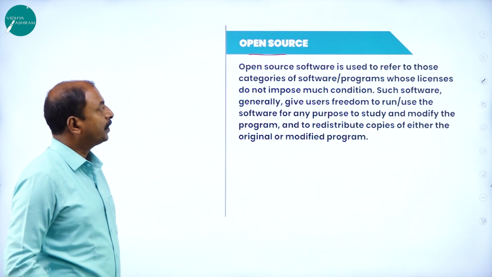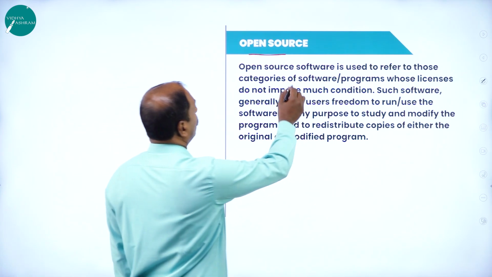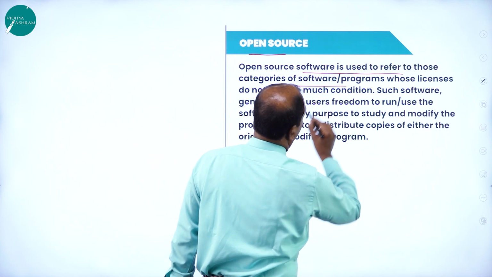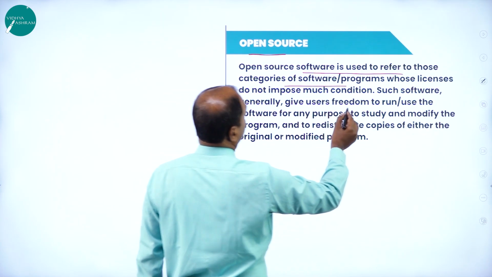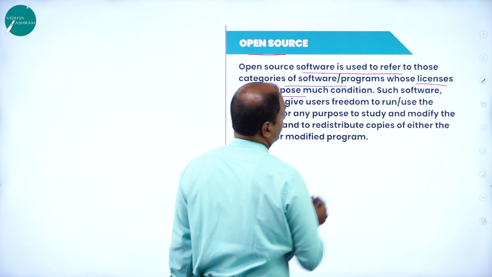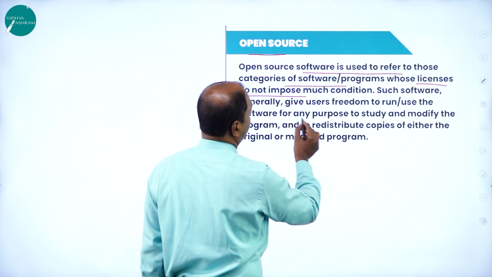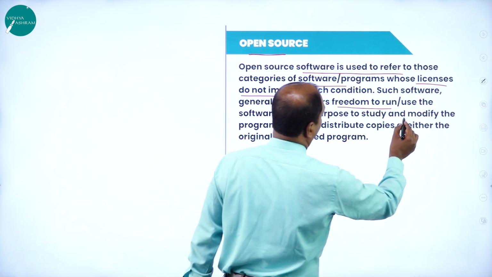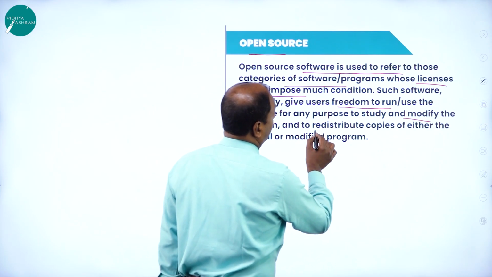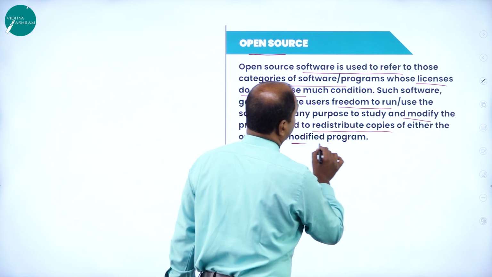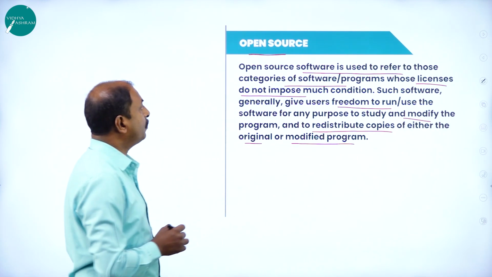So, what is open source software? Open source software is used to refer to those categories of software or programs whose license does not impose much condition. Such software generally gives users the freedom to run, to modify, and to redistribute copies of the original or modified program. See, this is the concept of open source.